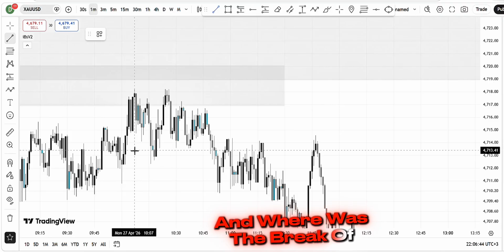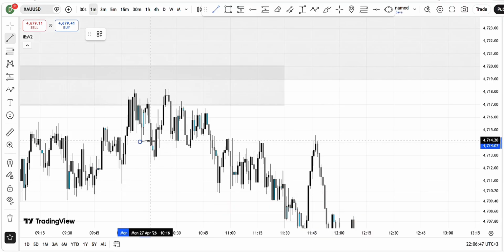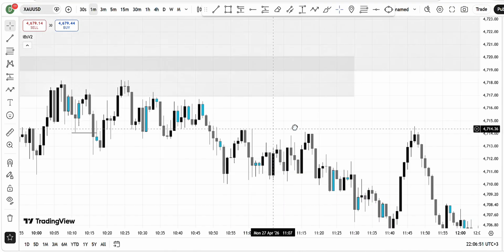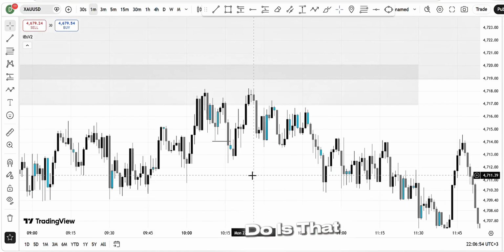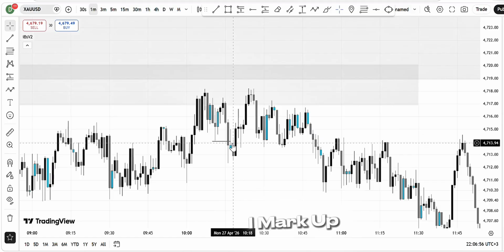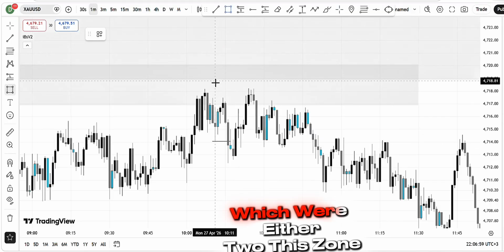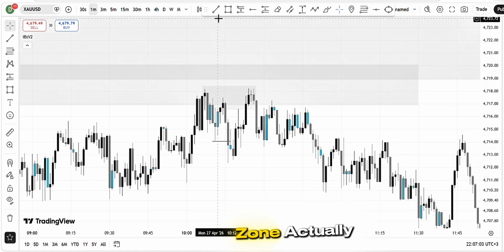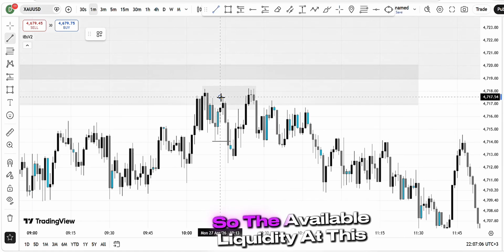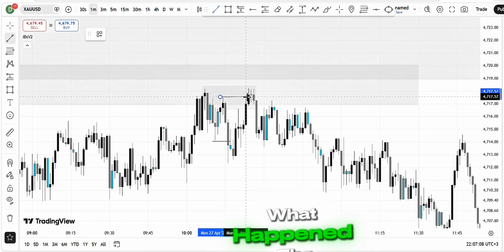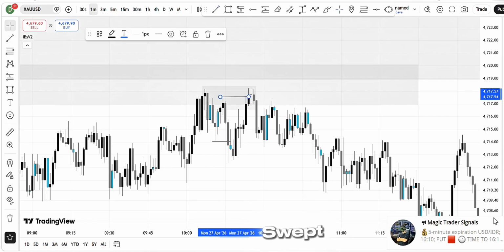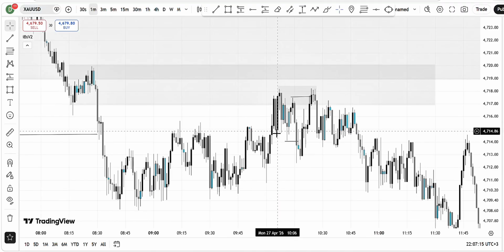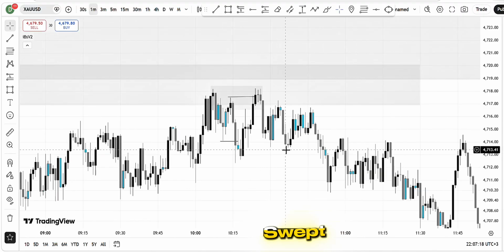And where was the break of structure? It happened at this point. This is the point where the break of structure happened and where it took out. So what I do is mark up the zone that might have caused it, which were either two, this zone, which is actually this one zone. So the available liquidity at this point, what happened? The available liquidity was swept. As you can see, the available liquidity was swept, then the price moved down.